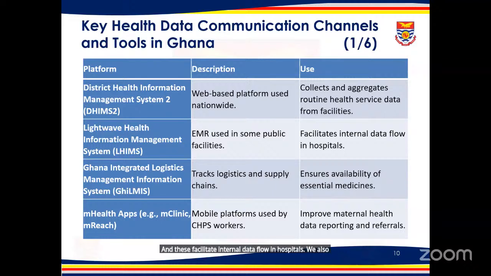We also have the Ghana Integrated Logistics Management Information System, which tracks logistics and supply chains and ensures availability of essential medicines. We also have some mHealth apps, like mClinic and mReach, which are mobile platforms used by CHPS workers to improve maternal health data reporting and referrals.